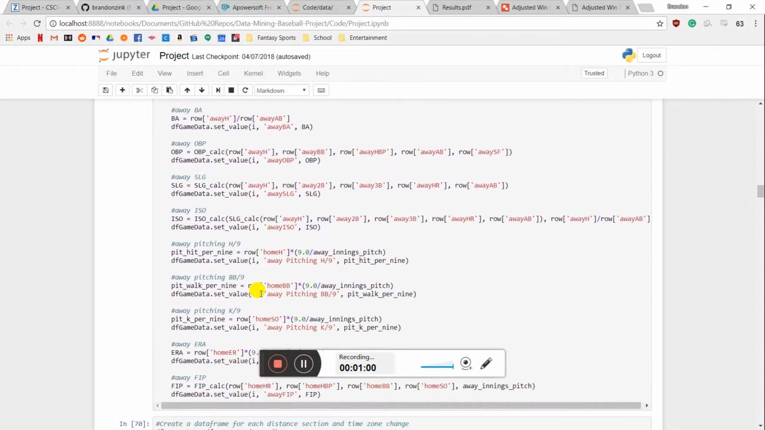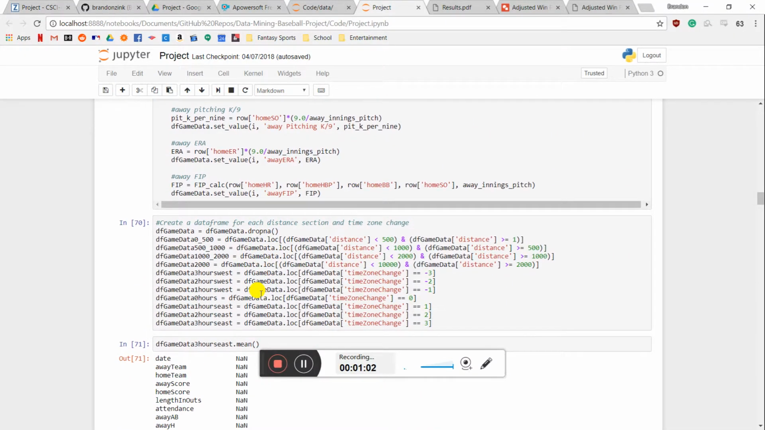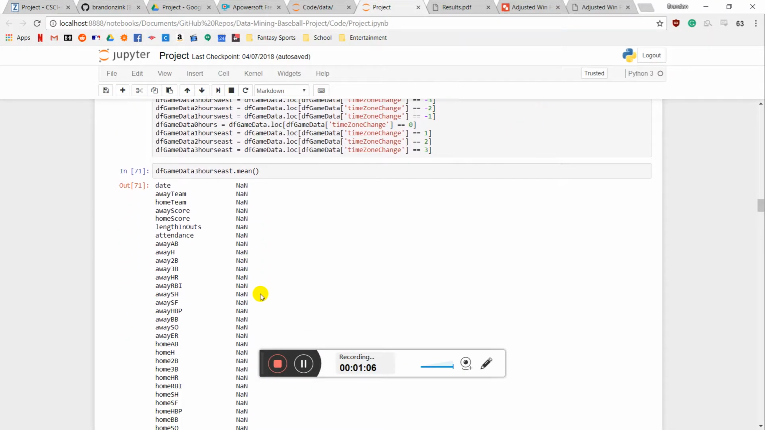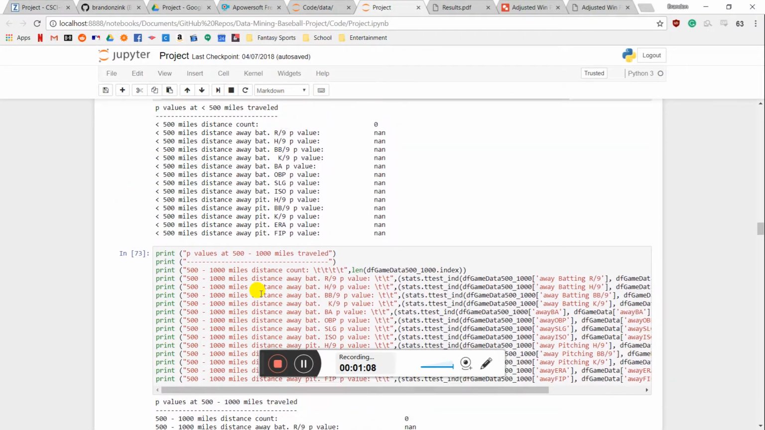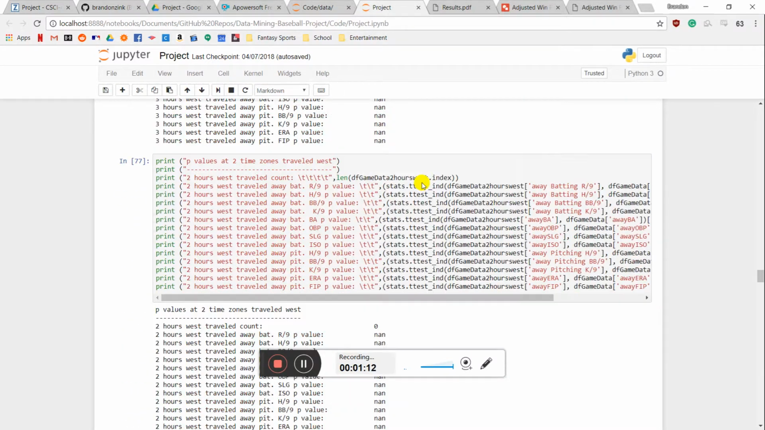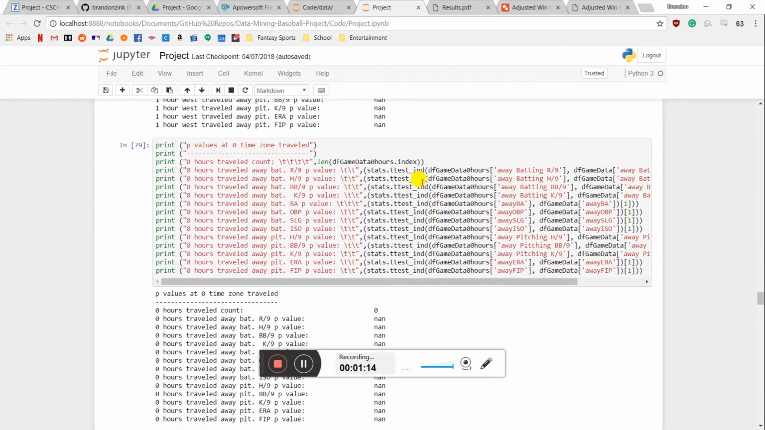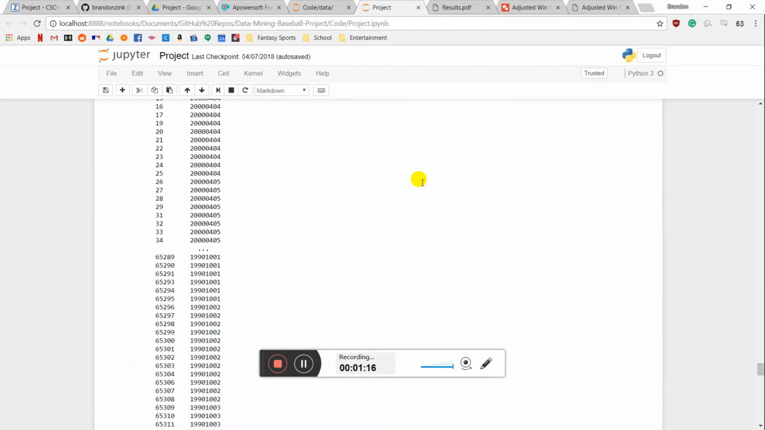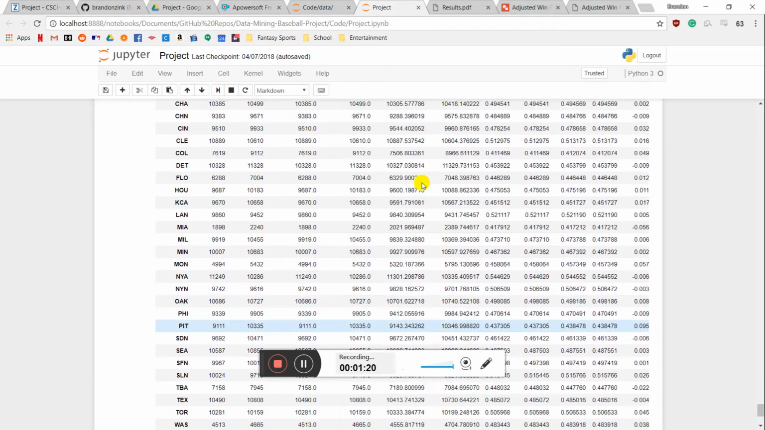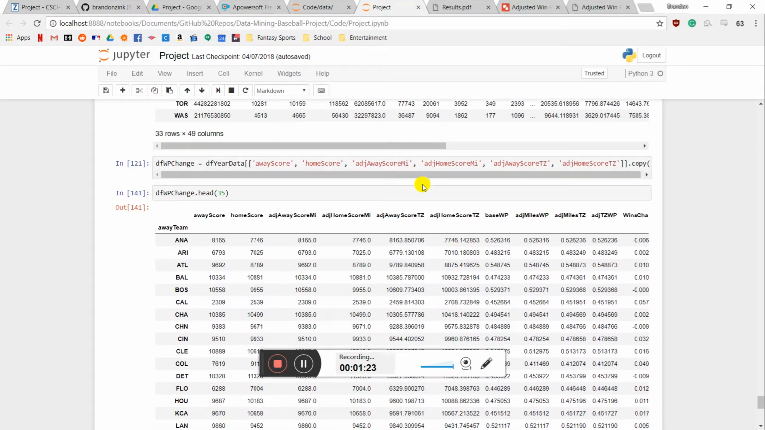It calculates the batting average for every series, the Ks per nine, walks per nine, which is all stuff that we used. If you rerun it from scratch, it pulls out all the p-values that I will show you here in just a second, as well as the adjusted winning percentages that are down in here.